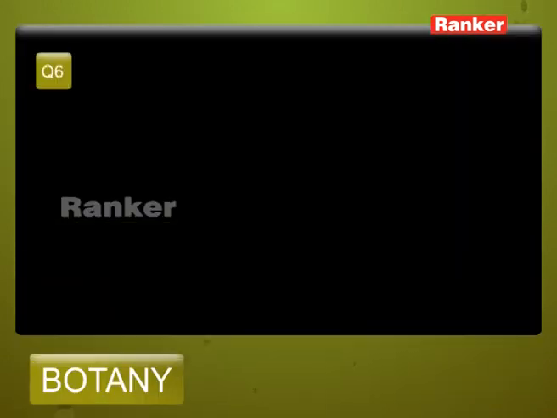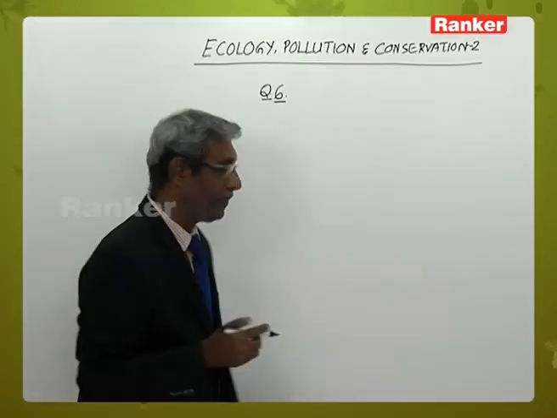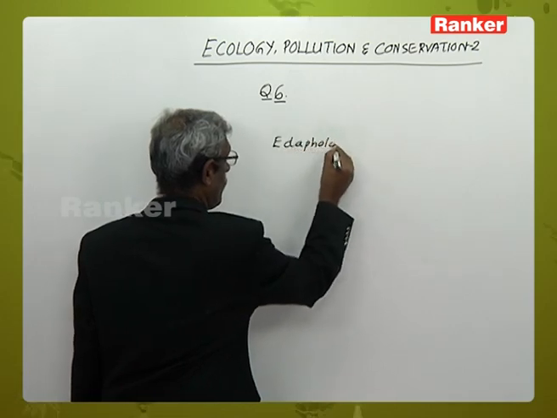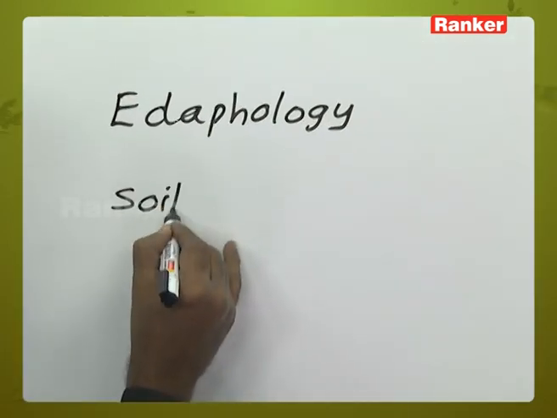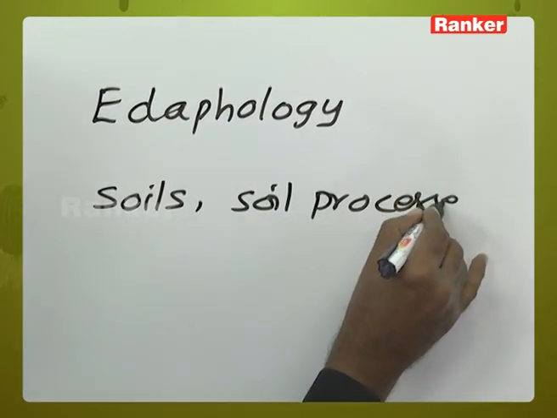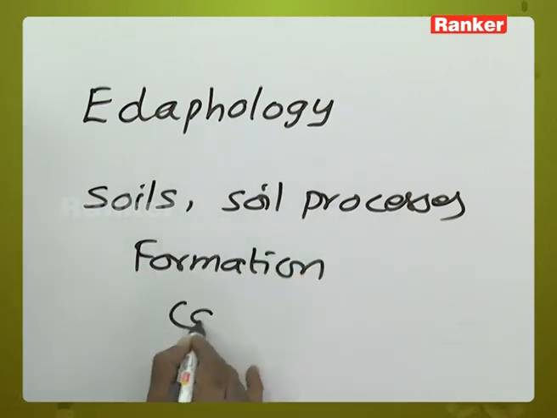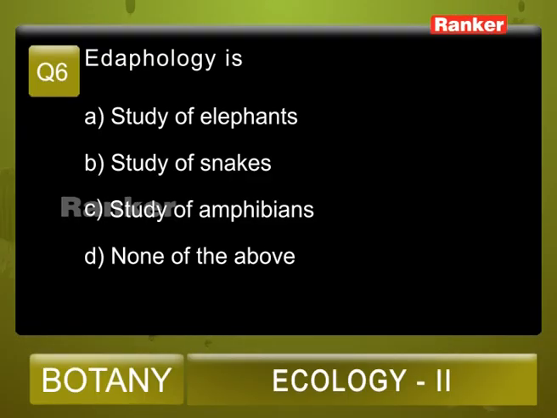Question number 6. Edaphology is A. Study of elephants, B. Study of snakes, C. Study of amphibians, D. None of the above. When you take edaphology, edaphology deals with soils and soil processes, that is the formation of soils and the conservation of soils. Hence, the right choice here under 6 is D, that is none of the above.